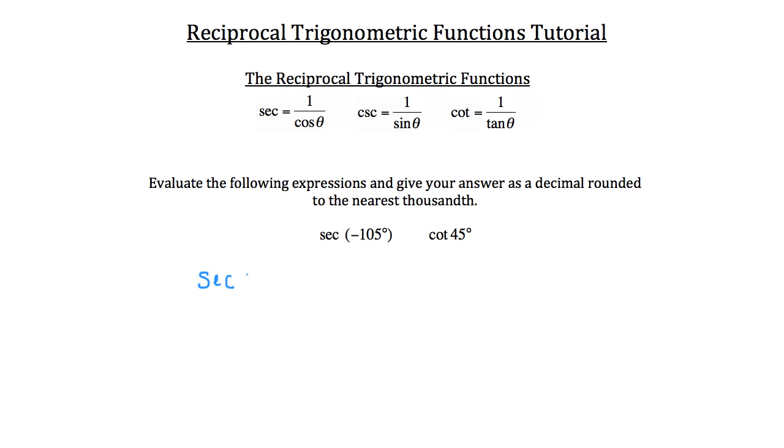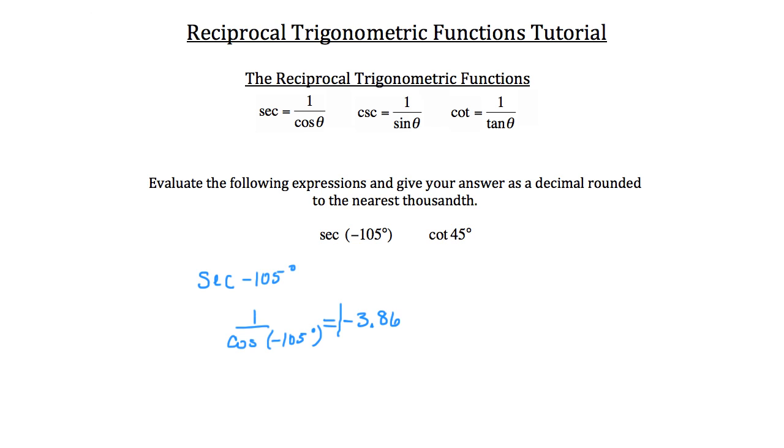So secant of negative 105 degrees can be written as 1 over the cosine of negative 105 degrees. Now you want to put it just like that into your calculator, 1 divided by the cosine of negative 105 degrees. And the answer you get is negative 3.86.